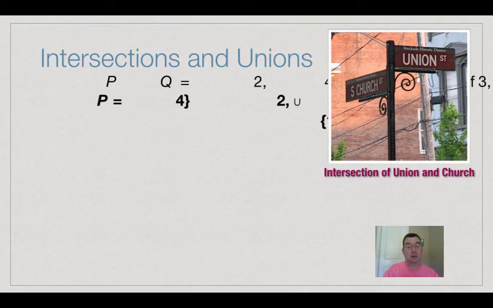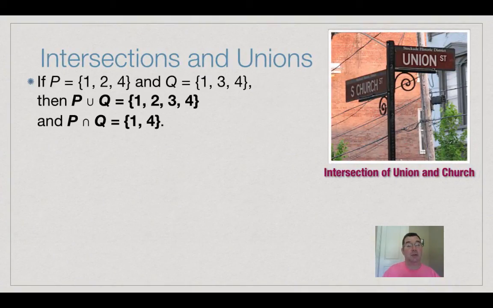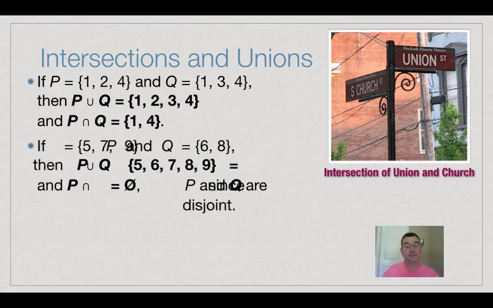So let's talk through some examples. We've got set P, which has the numbers 1, 2, and 4. We've got the set Q, which has numbers 1, 3, and 4. So the union of those sets, P ∪ Q, is the numbers 1, 2, 3, and 4, because those numbers belong to either P, or they belong to Q, or they belong to both. And then the intersection, P ∩ Q, that's the numbers that belong in both P and Q, and those are just the numbers 1 and 4.